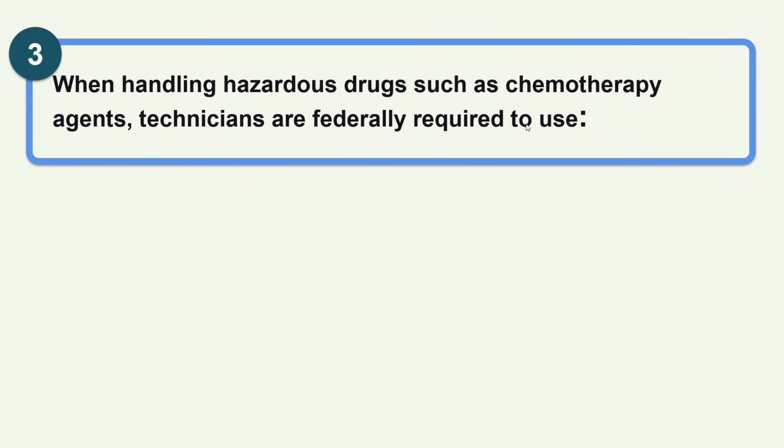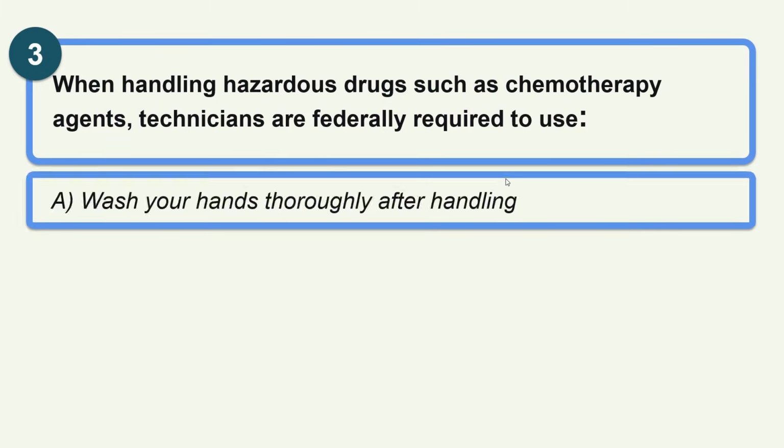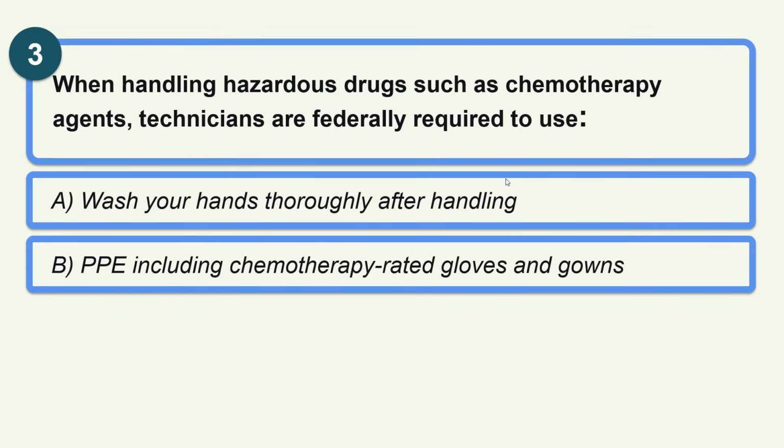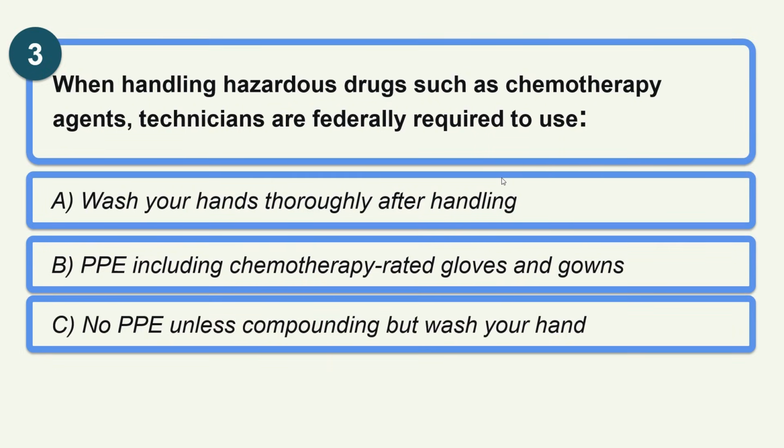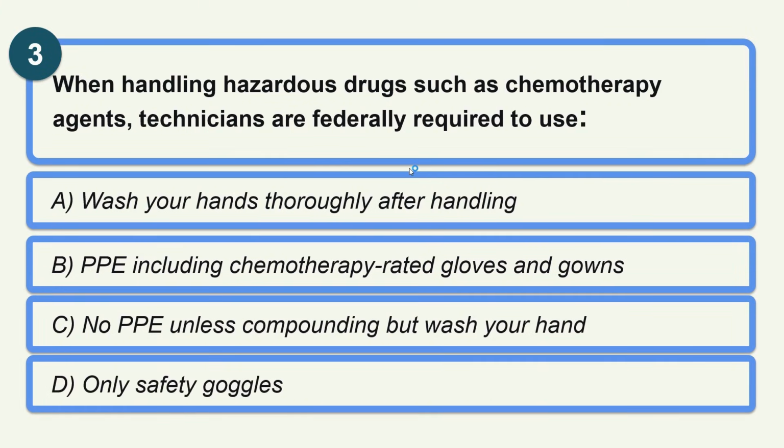When handling hazardous drugs such as chemotherapy agents, technicians are federally required to use A. Wash your hands thoroughly after handling. B. PPE, including chemotherapy-related gloves and gowns. C. No PPE unless compounding, but wash your hands. D. Only safety goggles are required.